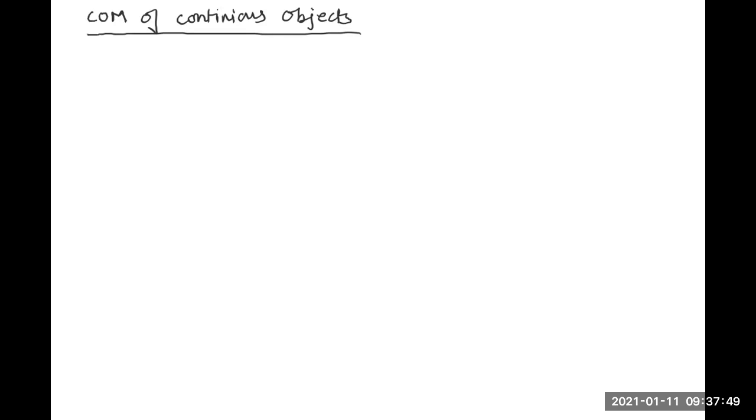So we want to now move on to finding the center of mass of objects which are not symmetrical, which are not uniform. Right? However, to start this, I will find the center of mass of an object which is symmetrical and uniform. So the reason why I want to do this is that I want to show you the mathematical technique that we are going to use.